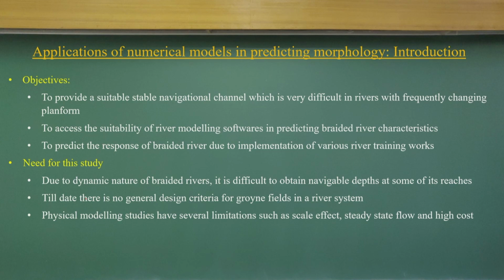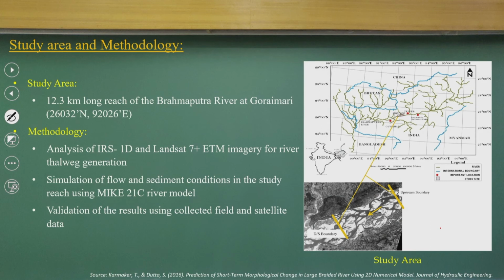So, the basic idea is whether river modeling works, whether it can predict braided river morphologies. The basic objective is to get a navigable flow depth, because there are no guidelines for braided river systems on how to put the groin fields. Physical modeling has scale effects, steady state flow conditions, or high cost. Both of these things you know very well.